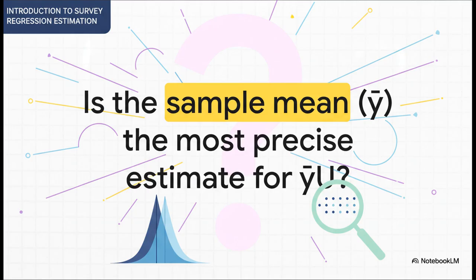Our go-to, our standard workhorse, is the sample mean, right? We call it Y-bar. It's a great, unbiased estimate for the true population mean, which we're calling Y bar U. It's our starting point, but, and this is the key, is it the absolute best we can do? Is it the most precise? Does it have the smallest possible variance? Or is there another estimator out there that can consistently get us closer to the true value? The answer, as you've probably guessed, is a huge yes.